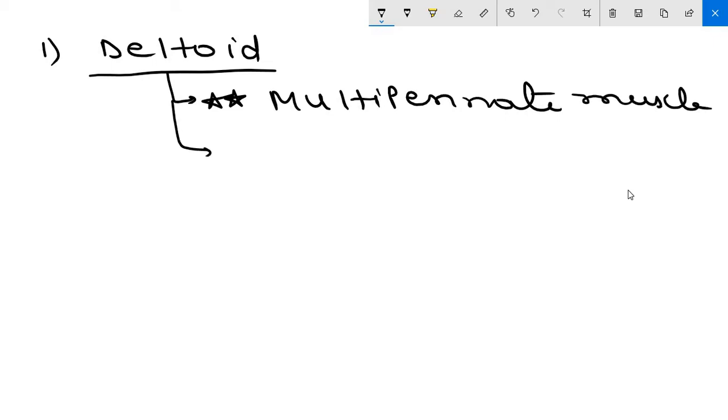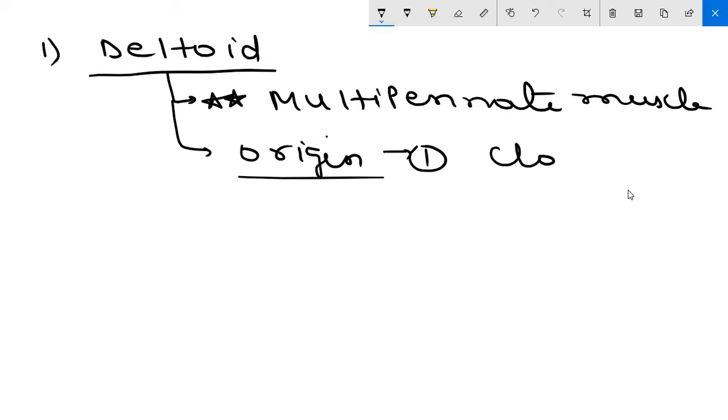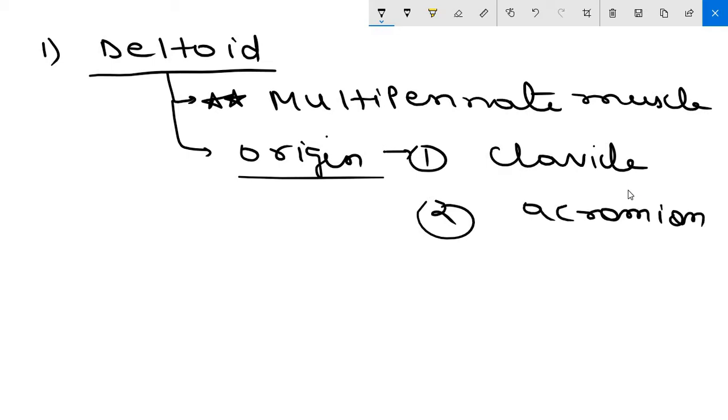Now coming to the origin of the deltoid, it takes origin from three regions. The first one is from the lateral 1/3 of the clavicle. The second one is from the lateral border of the acromion process of the scapula, and the third one is the lower lip of the crest of the spine of the scapula. So these are the origins of the deltoid muscle.